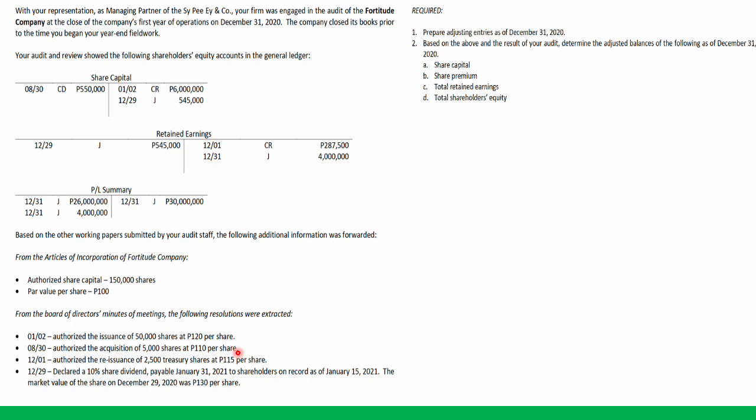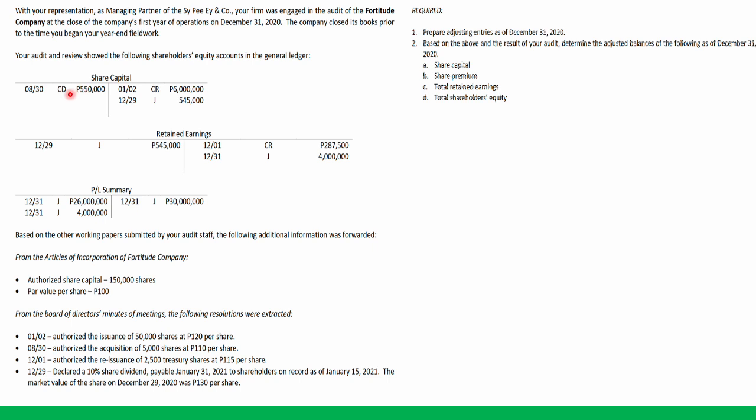So it should have been debited to which account class? Treasury shares. And treasury shares is accounted at which method in Philippine accounting practice? At cost. So therefore, the cost of the treasury shares, which is 5,000 times 110, 550,000, should have been debited to treasury shares instead of share capital. So that would be our second adjustment. Okay, we'll summarize the adjustments later.